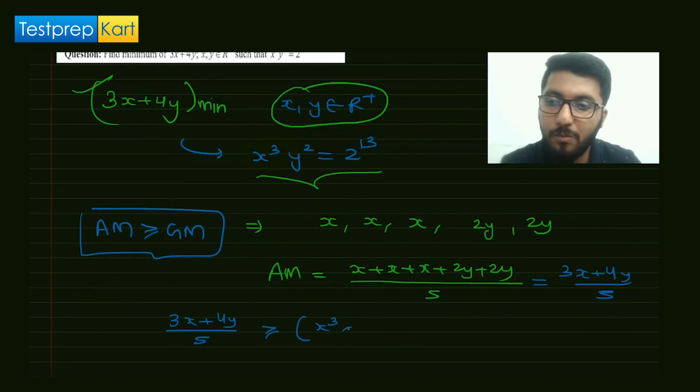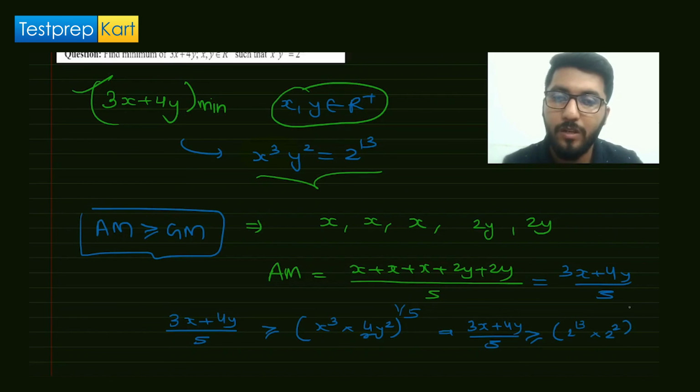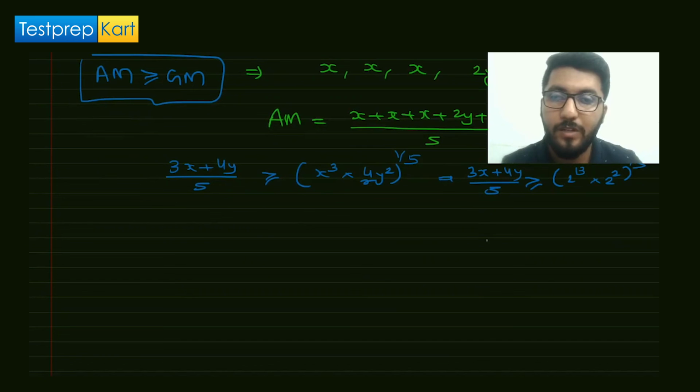So this will be x cube into 2y whole square, that is x cube into 4y square, raised to the power 1 by 5, because the number of terms is 5. So 3x plus 4y by 5 is greater than or equal to x cube into 4y square, basically x cube into y square, which they have given us as 2 power 30, and 4 will also be there. I'm going to write it as 2 square, raised to the power 1 by 5. Now you can see that this becomes 3x plus 4y by 5 greater than or equal to 2 power 32 raised to power 1 by 5.